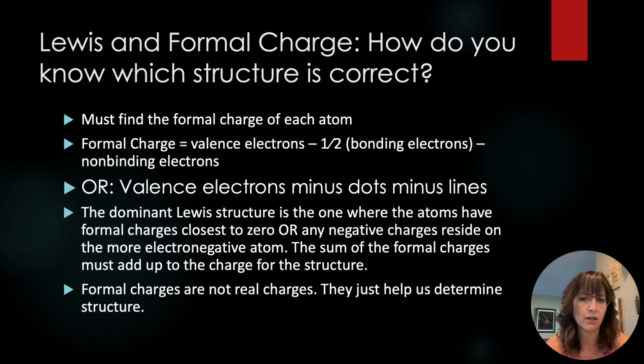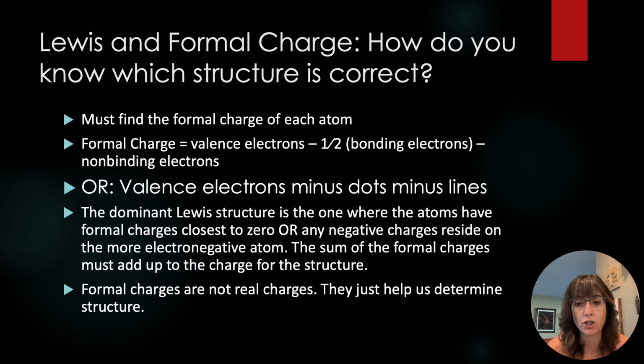Now the book is going to tell you that formal charge is the number of valence electrons minus 1/2 of the bonding electrons minus the non-bonding electrons. Well, one day I was doing this and I'm like, this is stupid. So I came up with my own saying: formal charge is equal to the number of valence electrons minus dots minus lines. It's actually pretty easy. And we'll go over this together. We'll do one of the assignments together, and it's a lot of fun.